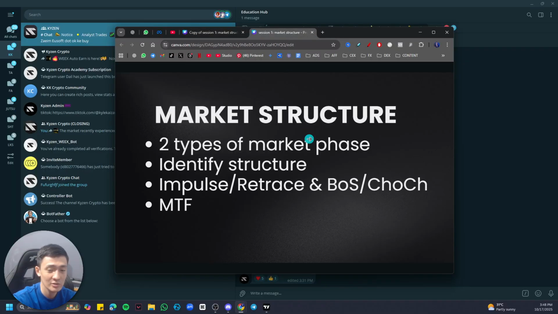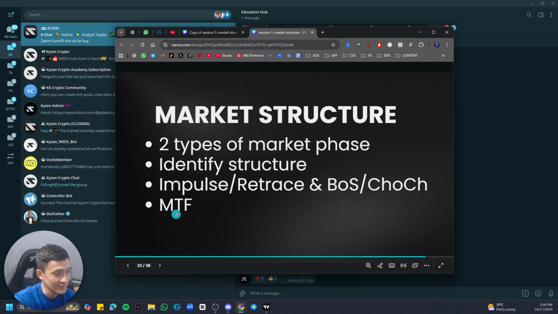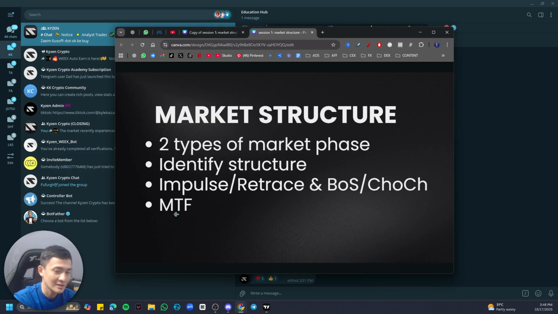So a few things we're going to be talking about. We're going to be looking at the two types of market structure. Then we're going to be identifying the structure, including impulse, retracements, break of structures, and change of characters. Then we're going to be looking at multiple time frame alignment and practical use of market structure. All right, so let's get started.